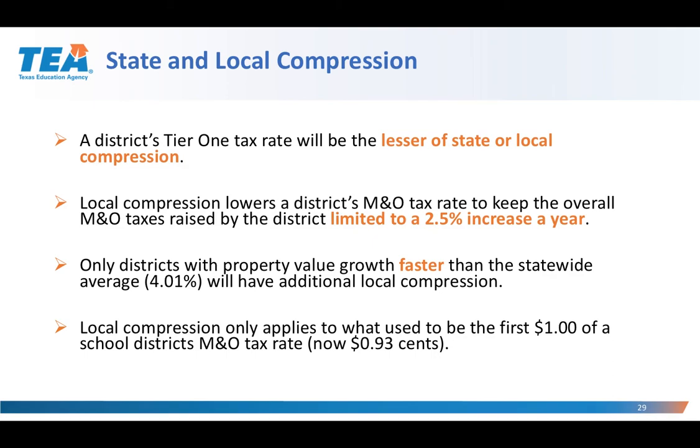So then we combine these together, state and local compression. The Tier 1 tax rate will be the lesser of the state or local compression amount. The local compression lowers the district's M&O tax rate to keep the overall M&O taxes raised by the district limited to 2.5% a year. Only districts with property value growth faster than the statewide average of 4% will have additional local compression. And local compression only applies to what used to be the first dollar of a school district's M&O tax rate, which has now been compressed down to 93 cents for tax year 2019.